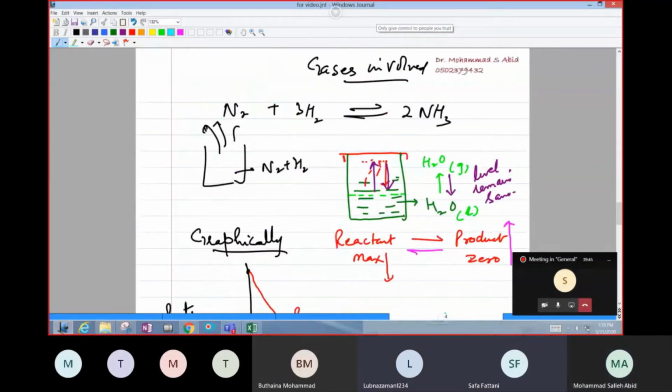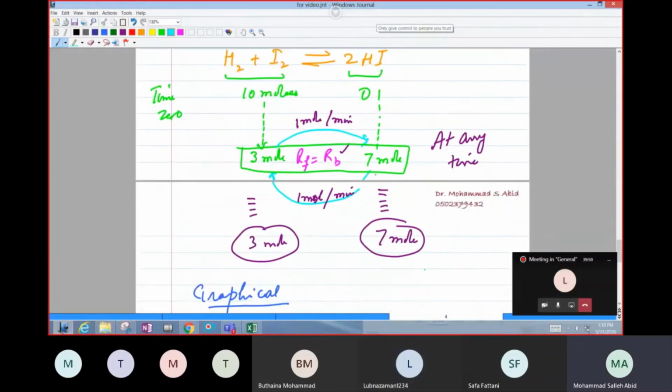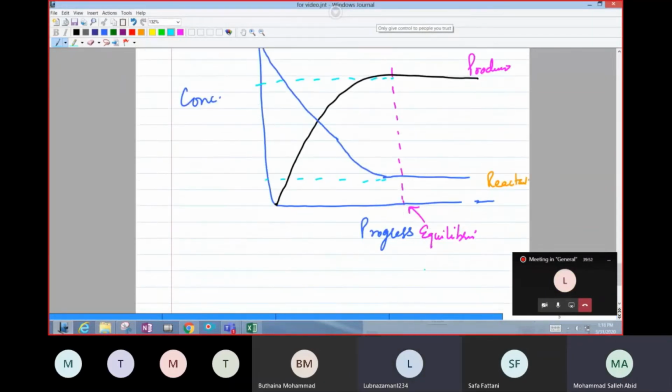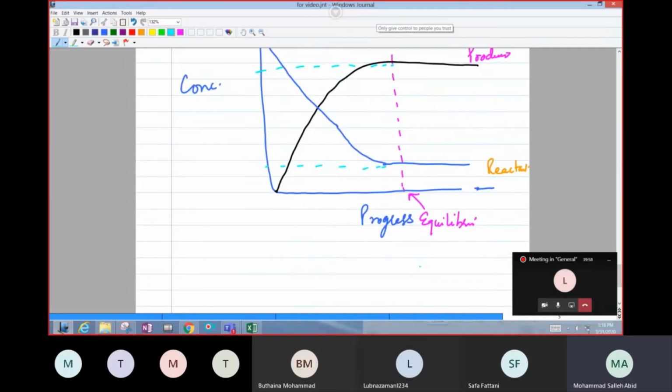You mean the concentration? Yes, amount. The problem here is I'm using the concentration, but in actual practice, I have explained for the rate that you could measure the concentration, you could measure the amount, you can measure moles, anything. Okay, now this is one graph.